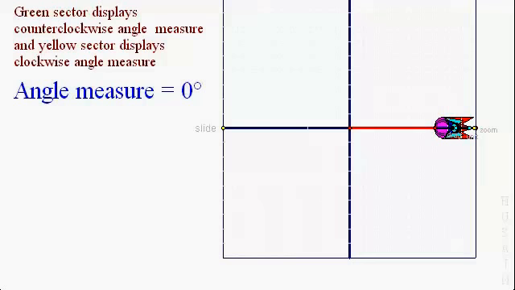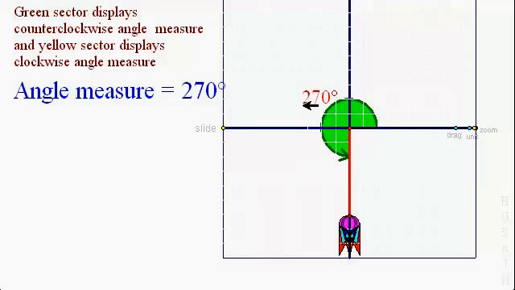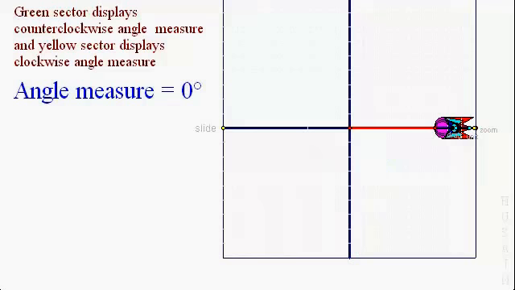Let us rotate 270 degrees positive. You see that it moves counterclockwise. The angle measure is 270. We want to find out how much this angle is going to be in the negative direction. Obviously it is going to be 360 degrees minus 270, so that will give me negative 90 degrees.